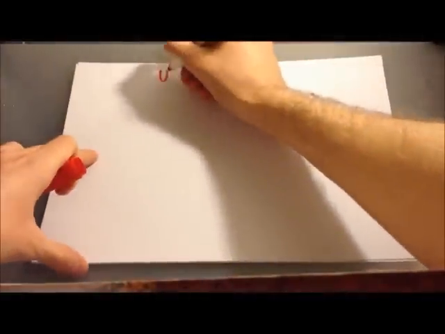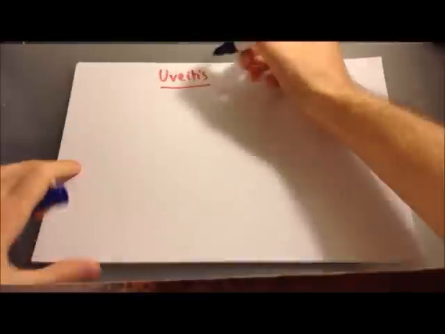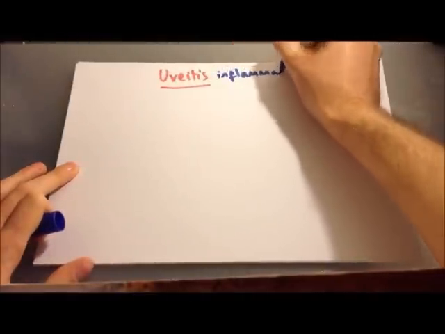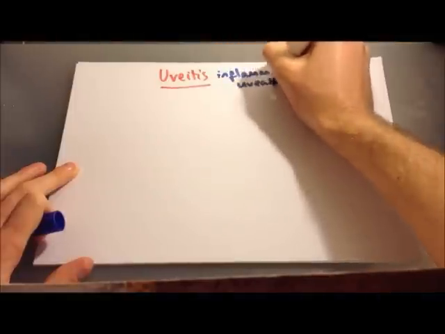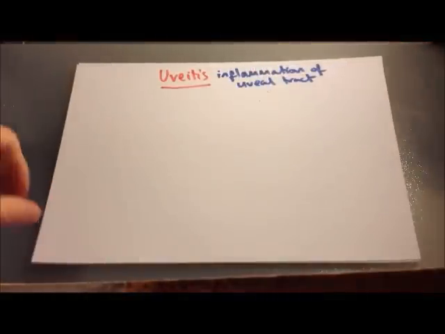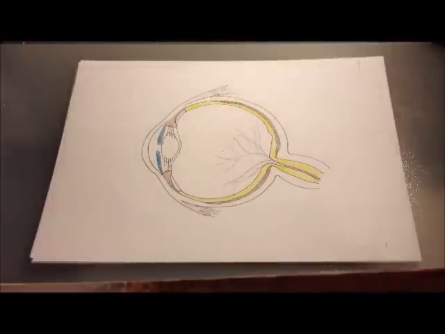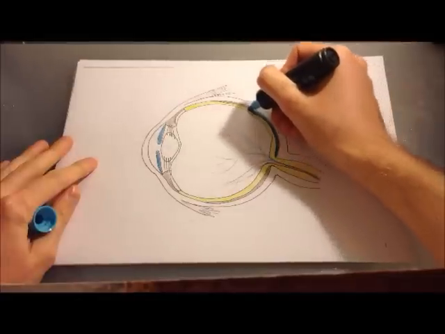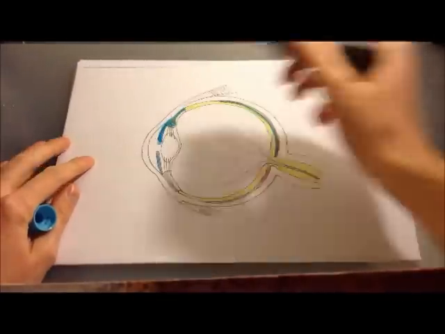So let's move on now to looking at uveitis. This is inflammation of the uveal tract, which you'll remember is the choroid, the iris and the ciliary body. So uveitis is classified differently depending on which part of the uveal tract it affects. So the uveal tract, as we said, consists of the choroid posteriorly, there, the ciliary body, and the iris anteriorly.